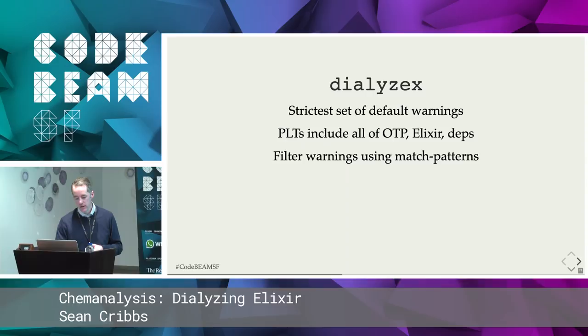And then for filtering warnings, it's based on match patterns. So if you've ever done something like ETS select or used ETS fun2ms in the shell, you'll be familiar with what match patterns are. If you haven't, I definitely encourage you to get into them. But it does require you to understand what data Dialyzer returns. But you can get really precise on how granular you want to filter out particular warnings.